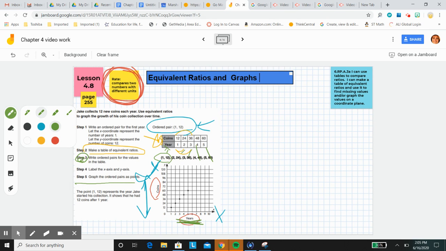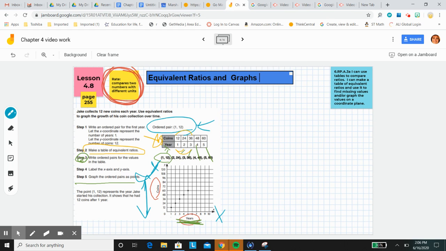So now in order to graph the ordered pairs, we're going to have to take the first one, which is 1 and 12, and we're going to bring those together right here where that dot is. Okay, we're going to do 2 to 24, 3 to 36, and we're going to make a dot right where they meet. All right, all the way up. Now, if you'll notice, they create a straight line. They should create a straight line. If it's not, then you've done something wrong.